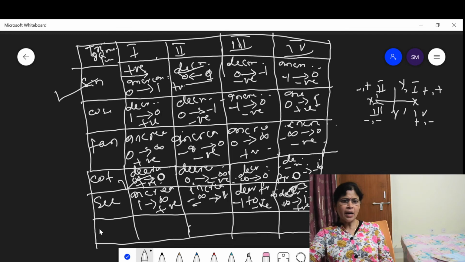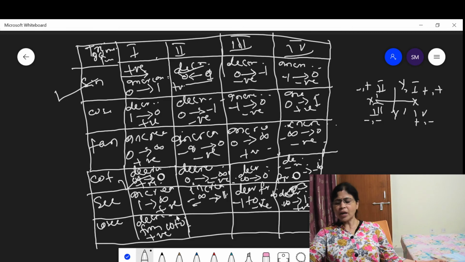And the final and last is cosec functions. The cosec function in the first quadrant is in decreasing mode from infinity to 1. This is decreasing from infinity to 1, which means positive value, because the value between infinity to 1 is positive. In the second quadrant, it is also in decreasing mode from 1 to infinity.